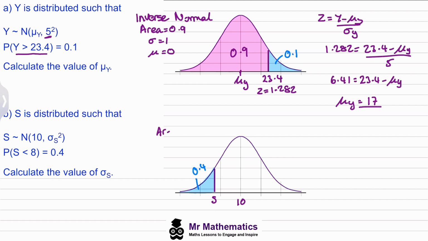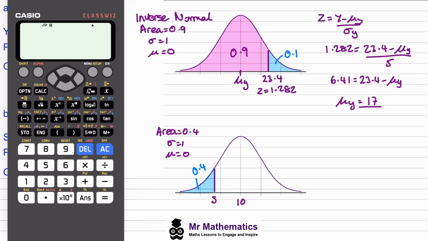So then we can use the standard normal to work out the Z value at this point. So at this point, the area will equal 0.4. We know sigma is 1 and mu is 0. So we can put this into our calculators. Inverse normal. We've got an area of 0.4. Sigma is 1, mu is 0. And this will give us a Z value of negative 0.253.